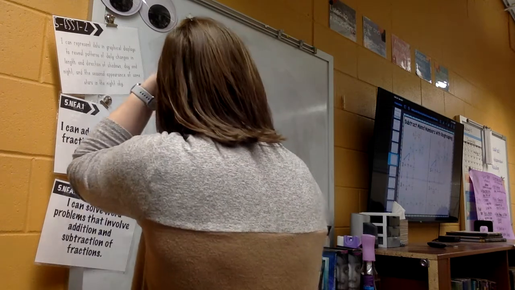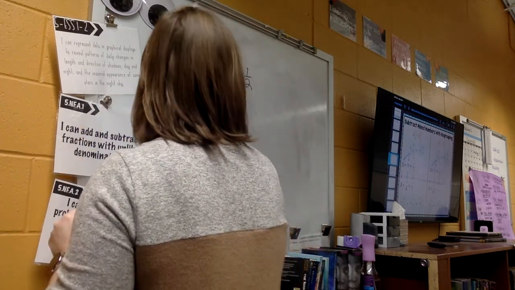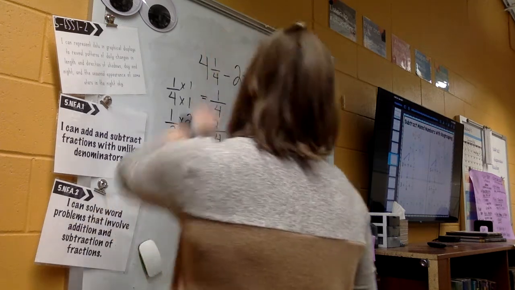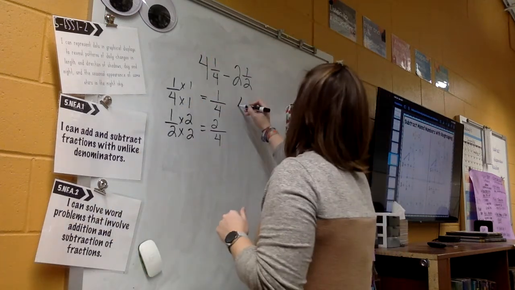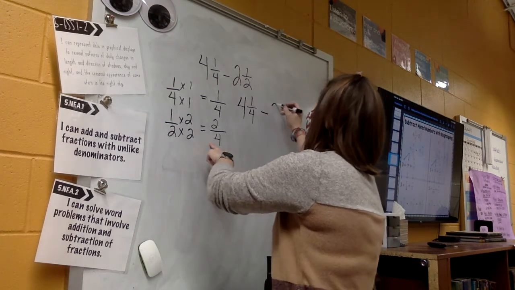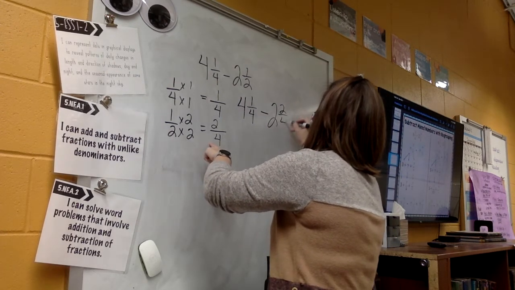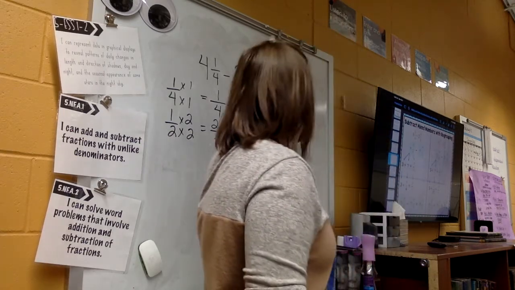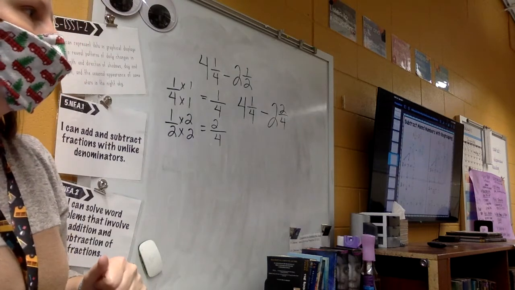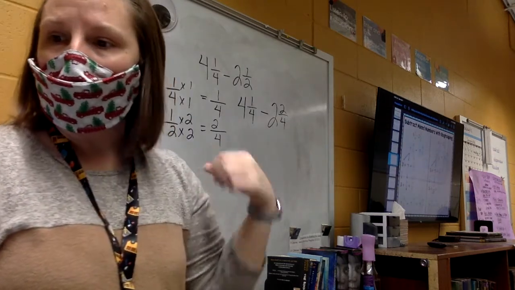I still have 1 fourth. How about 2? 2 times what will give me 4? 2. So now I'm going to change these. So now I have still 4 and 1/4 minus 2 and 2/4. I have 1 minus 2. I can't do that. You gotta borrow from the whole number. I cannot do that.